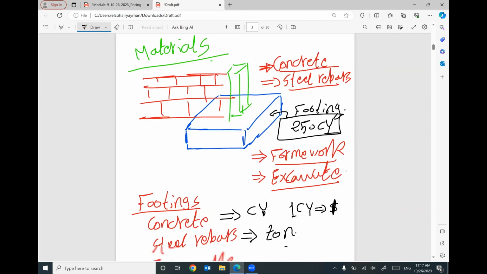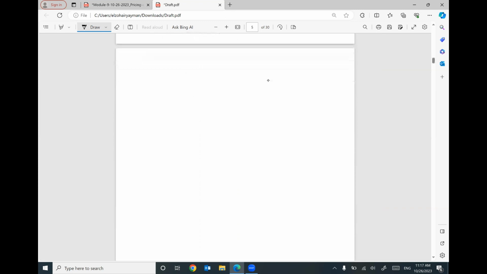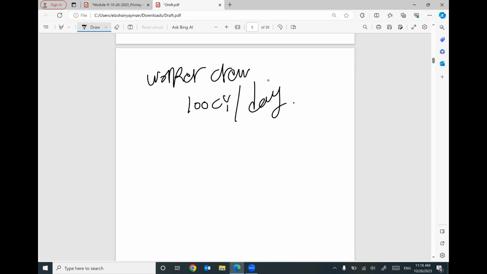Also, the actual productivity does not meet the anticipated productivity. I did my estimation that, for example, the worker crew will pour maybe 100 cubic yards per day. Unfortunately, we have rainfall like today, and the rainfall will delay the pouring of concrete. That means the productivity of the worker crew will change. So this is extra cost because the workers need to get their money.